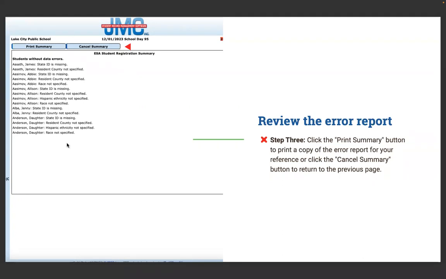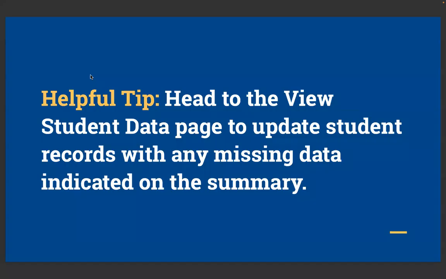So your summary is going to look something like this. You can print this summary for your records, so then you can go and fix any errors that are listed, and then canceling that summary is just going to return you to the previous page. So click that print summary button to print a copy of your errors or save it as a PDF. Click the cancel summary button to return to the previous page.